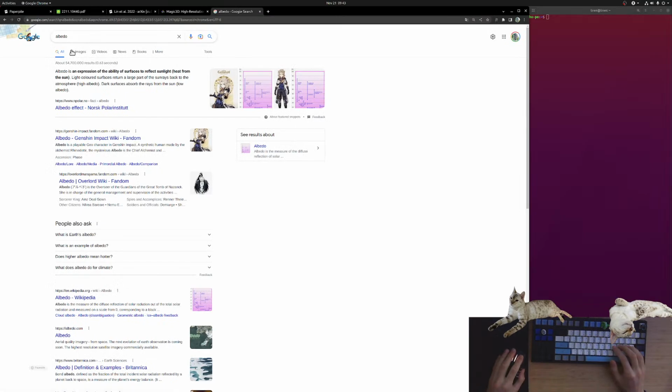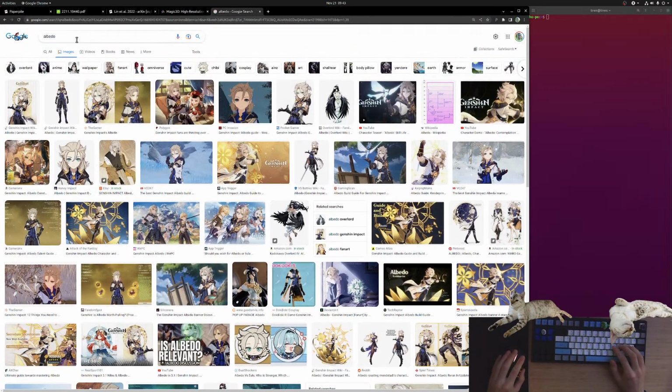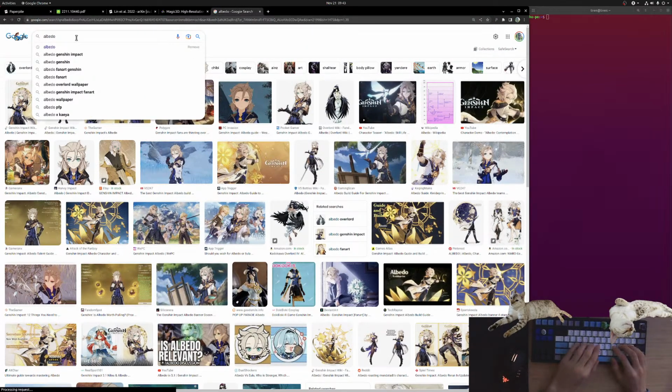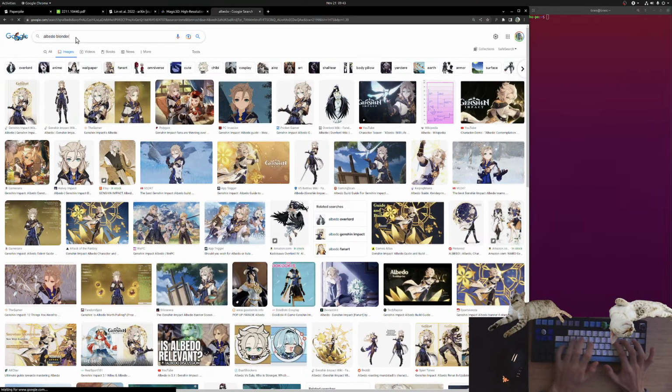an expression of the ability of surfaces to reflect sunlight. I'm sure there'll be, why is everything about this, I don't know what this means. Albedo, let's do Blender.